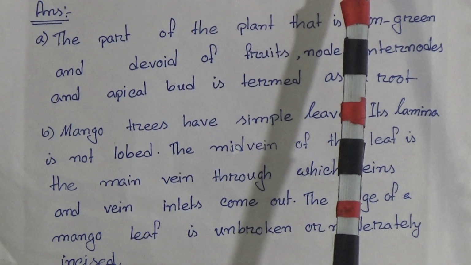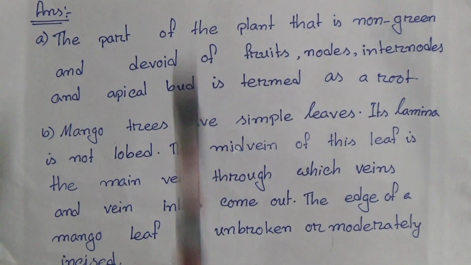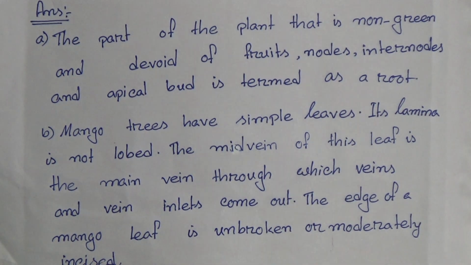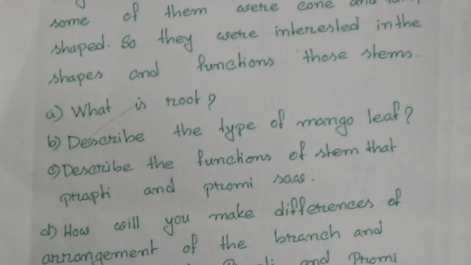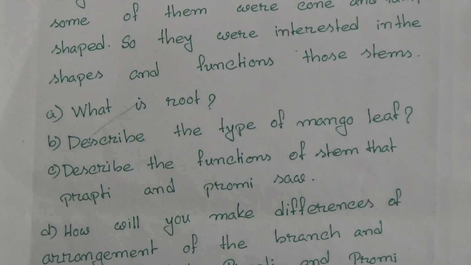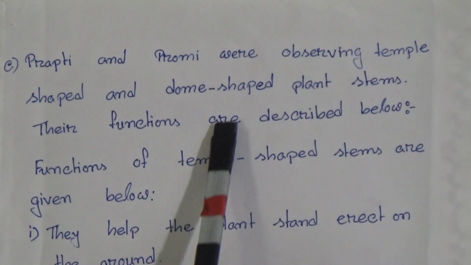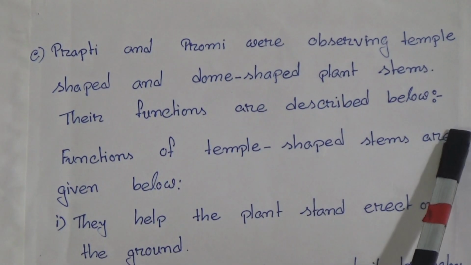Question C. Describe the function of the stem that Prapti and Promi saw. Prapti and Promi, when in the vacation they went to the village, saw two types of stem. One is temple shape and another is dome shape. So now we will describe the function of these two types of stem. Their functions are described below.